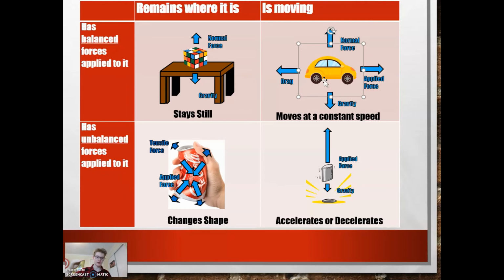However, if it's accelerating, which means it's going faster and faster and faster, that's an unbalanced force. That was the case with this bottle cap here. With the film capsule, it was unbalanced, so therefore we saw it fly up, or you did in the videos anyway. If it's got an unbalanced force and it remains where it is, we're going to see it change shape.